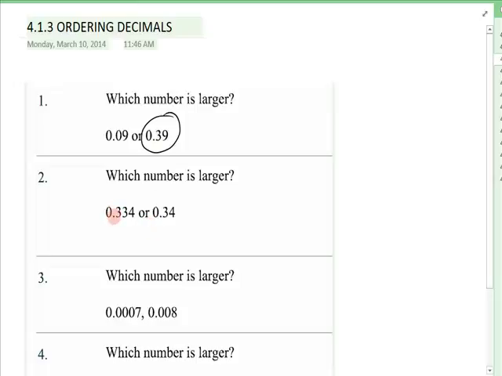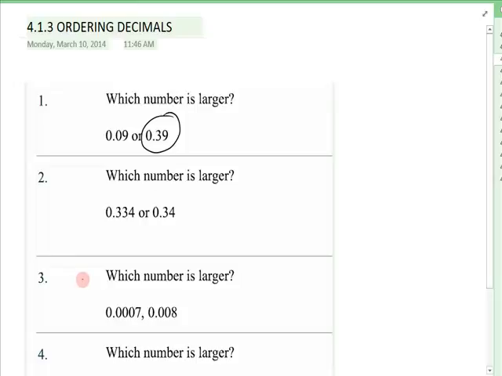It has 0.334, which is 334 thousandths, or 0.34, which is 34 hundredths. You have to be so careful in this. Our eyes will, if we're not careful, ignore the zero and the decimal point, and we will just see this as 334. We will see this as just 34, but it's much different.